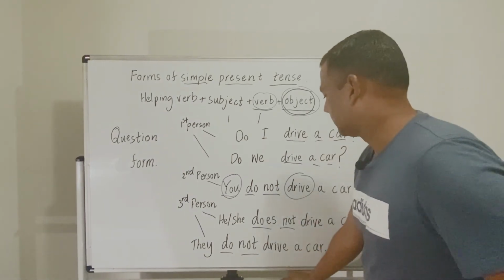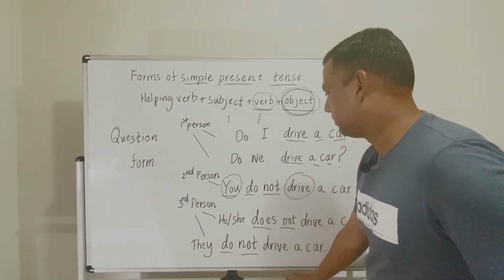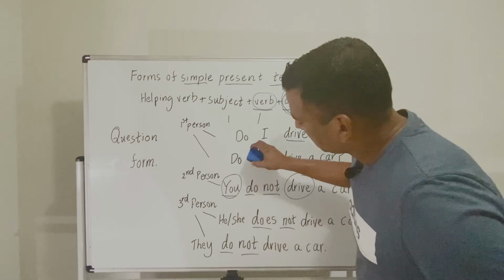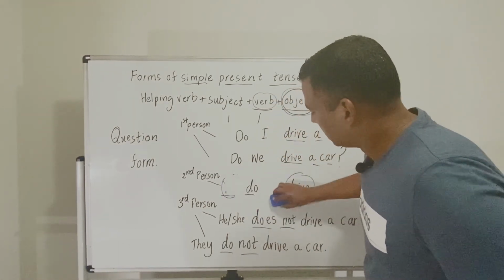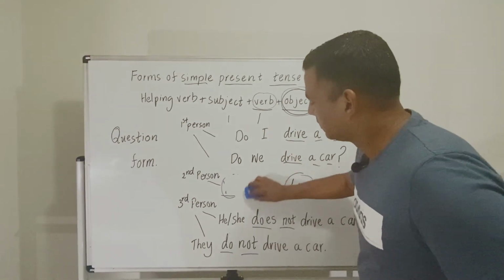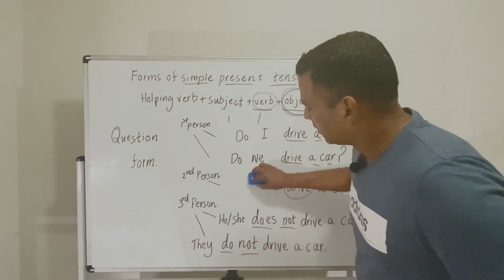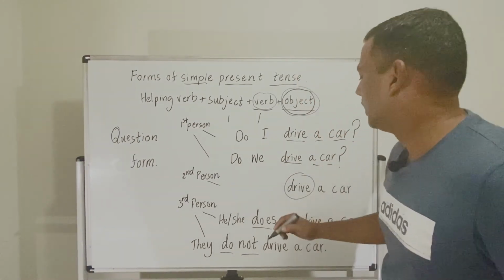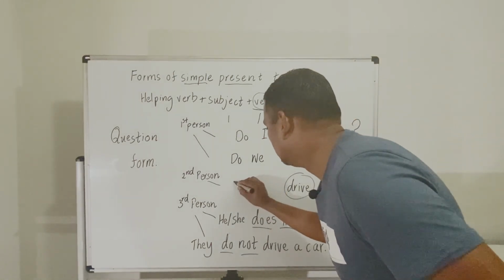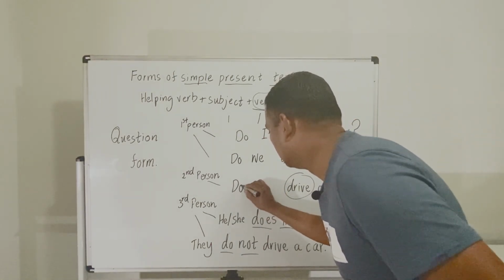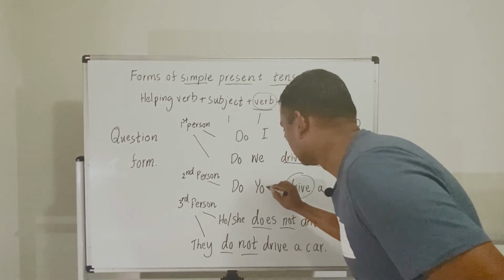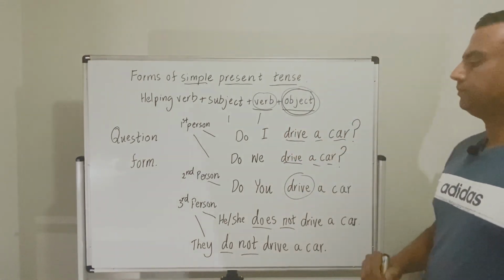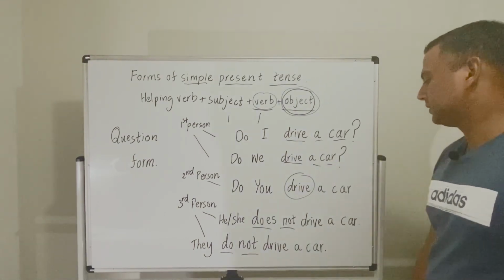Okay. The next one is also the same, very simple. Here, we'll first erase the "not" and then we swap the words "do" and "you". "Do you drive a car?" Okay, it's very simple, isn't it?